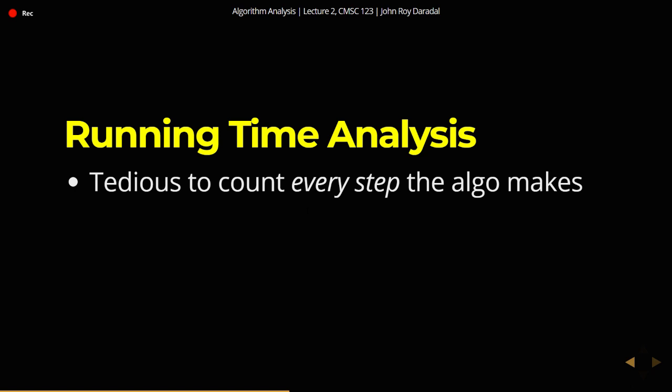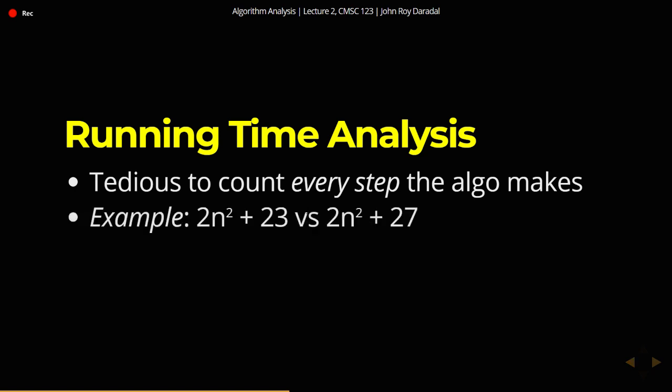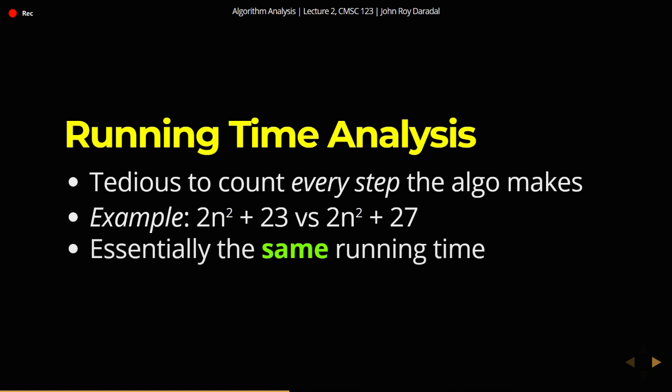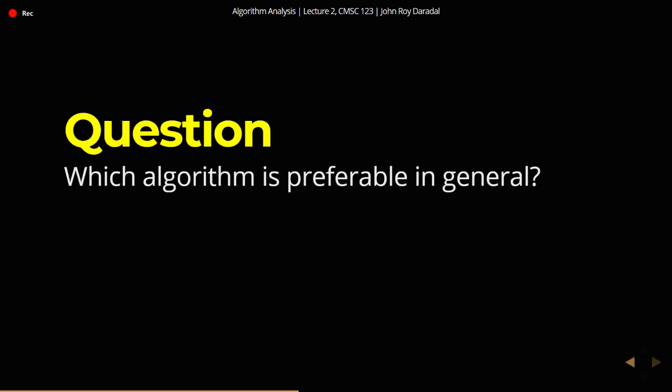Now, in our analysis earlier, we noted that it's still tedious to count every step that the algorithm makes. For example, if you have a running time of 2n squared plus 23 and another running time of 2n squared plus 27, it's only a difference of 4 time steps. So we can say that they're essentially the same running time, right? Only a difference of 4 time steps. Maybe we don't care about that.